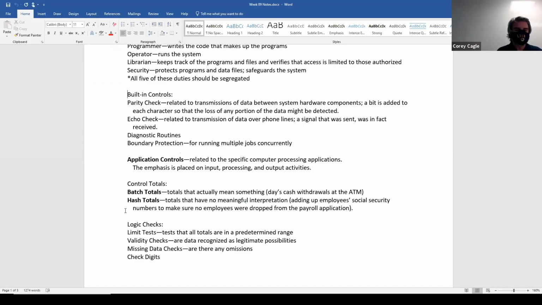Hash totals are the same, they're totals, but in and of themselves may not have a meaningful interpretation, but you can still add all these up to a total to make sure it matches up to the individual components, like all the employee social security numbers added together each time, to make sure no employees were dropped from the payroll application. If that hash total was off, that would catch something like that.